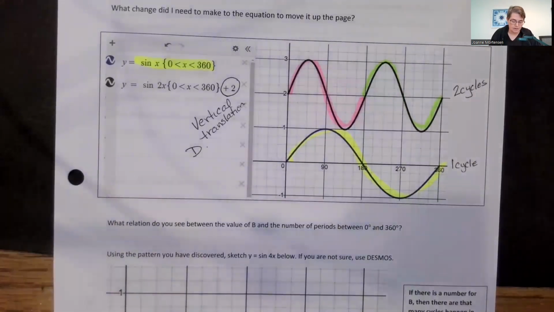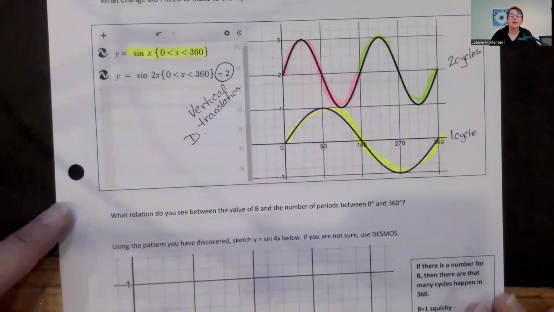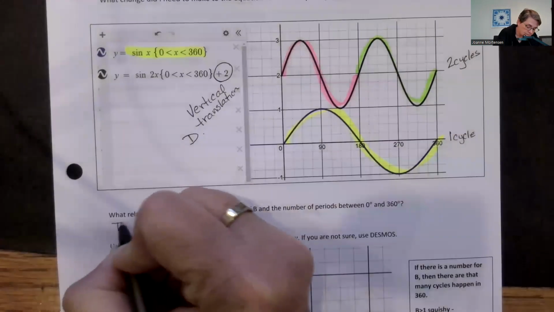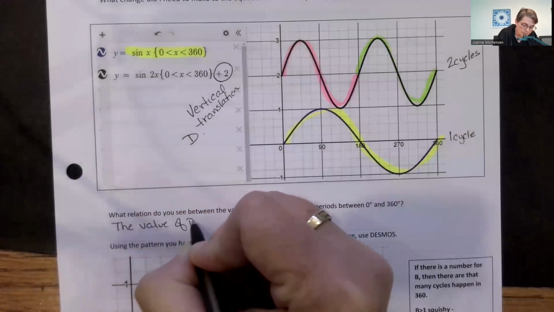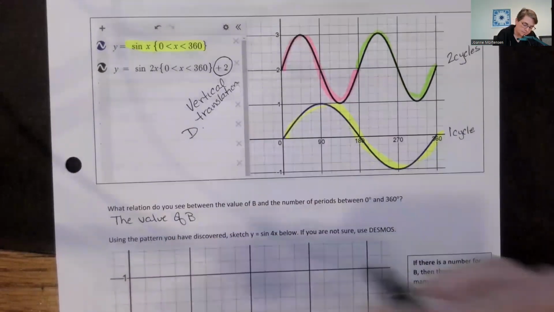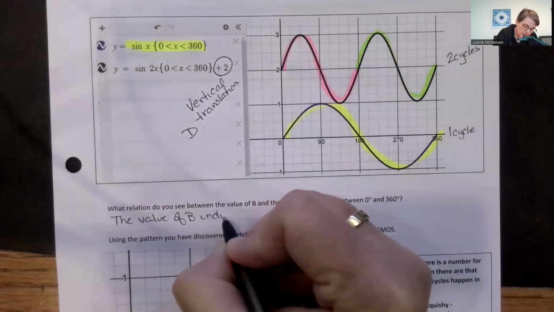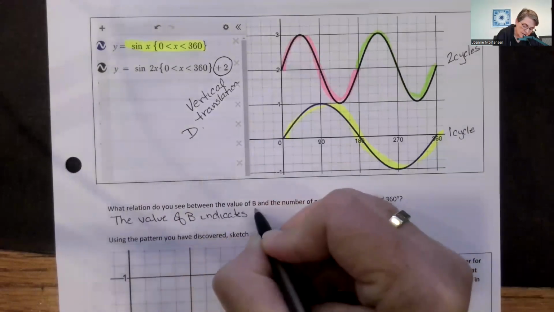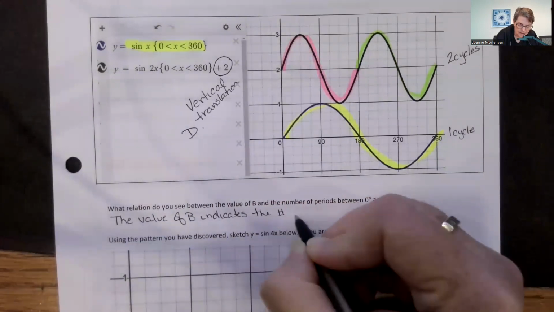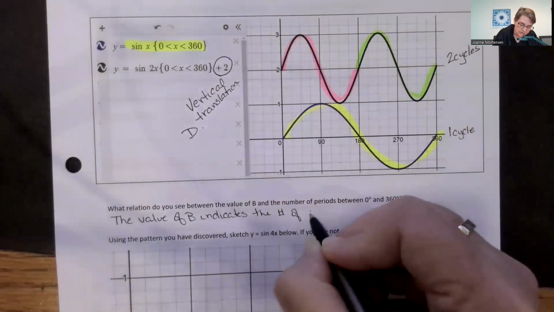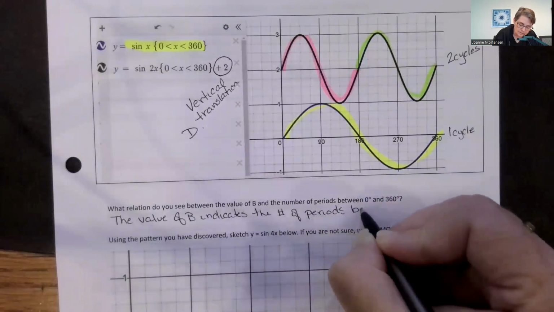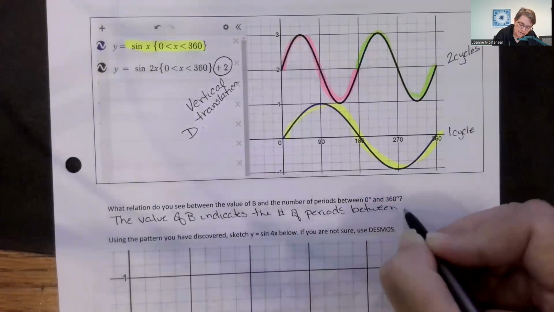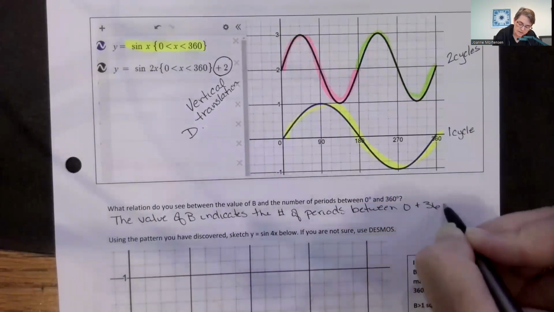Okay. So what do you need to know? Oh, what is the relationship? The value of B indicates, oh, that's a good word, the number of, I said periods here, so periods between 0 and 360.